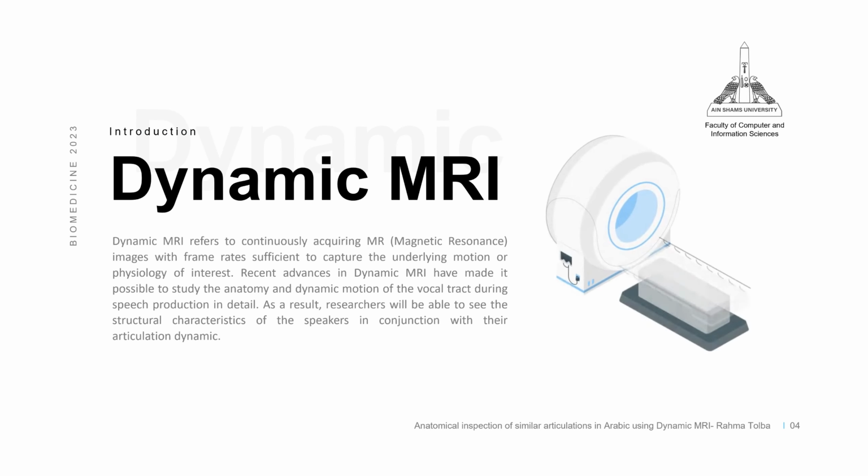Dynamic MRI refers to continuously acquiring MRI or magnetic resonance images with frame rates sufficient to capture the underlying motion or physiology of interest. Recent advances in dynamic MRI have made it possible to study the anatomy and dynamic motion of the vocal tract during speech production in detail. As a result, researchers are able to see the structural characteristics of the speakers in conjunction with their articulation dynamics.